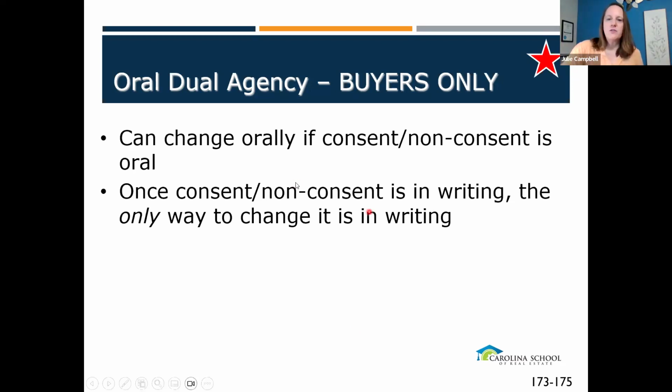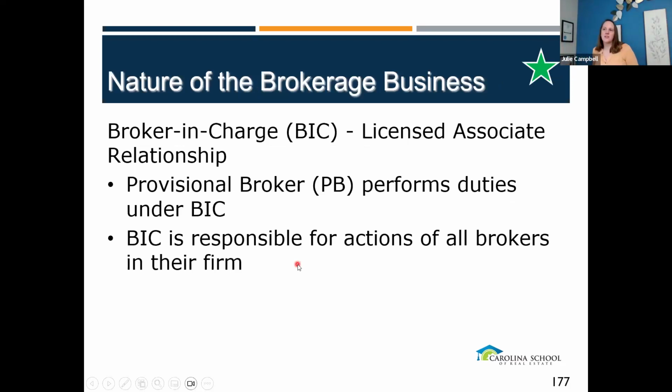The last piece of Unit 7 is just the nature of the brokerage business. We talked about the broker in charge. You guys are soon to be provisional brokers. Once you get licensed, you go take your state exam, you pass both sections, and you are issued a real estate license. They hand you a license on inactive status.